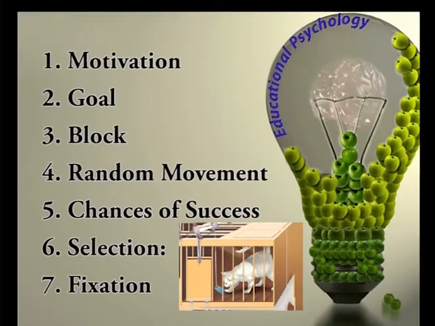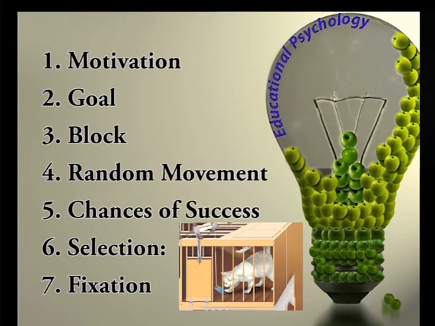Number 1, motivation. In the puzzle box experiment, hunger was the motivation, which was intensified with the sight of food. Number 2, the goal. The goal was to get out of the box and eat the food. Number 3, block. The cat was confined in the box with a closed door. Number 4, random movement. The cat persistently tried to get out of the box.